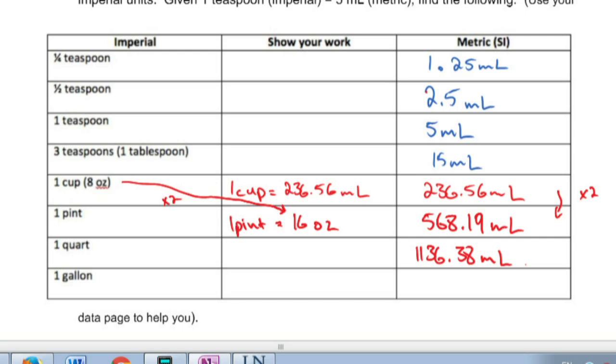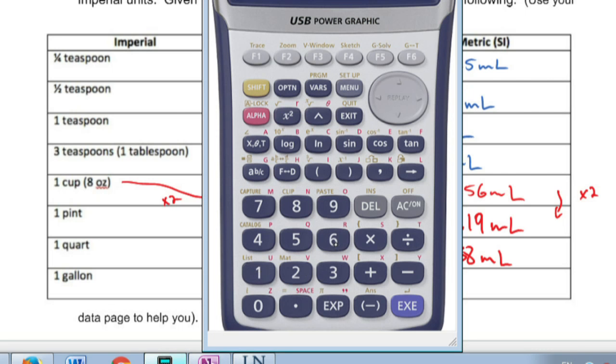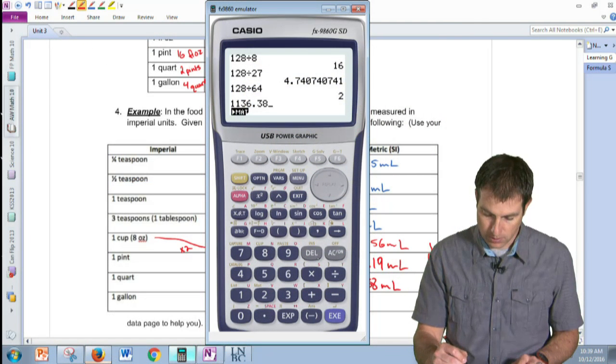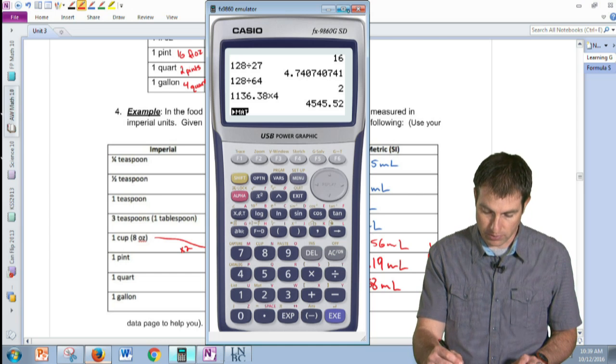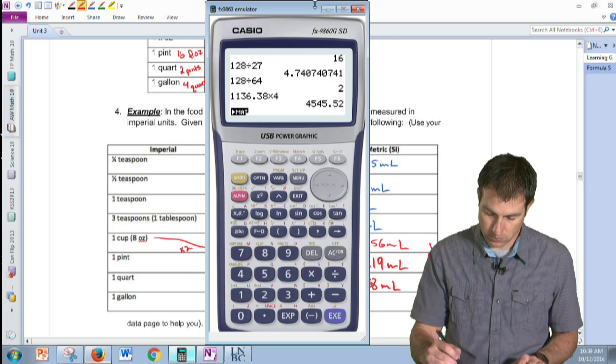And then a gallon is 4 quarts. So 1136.38 times 4. I didn't do that one. 4,545.5. That's a lot of 4s and 5s. 4545.5.